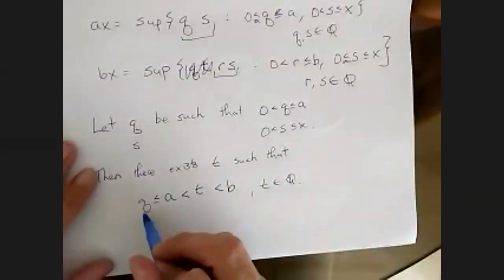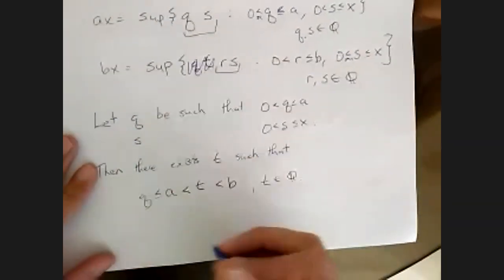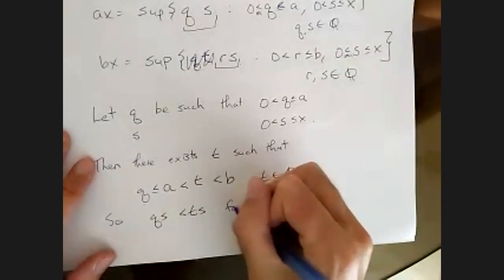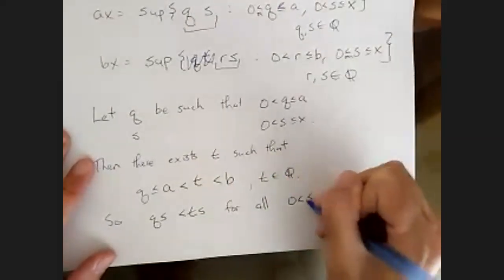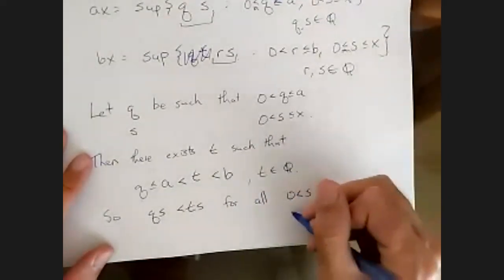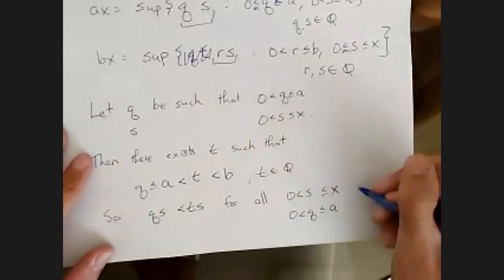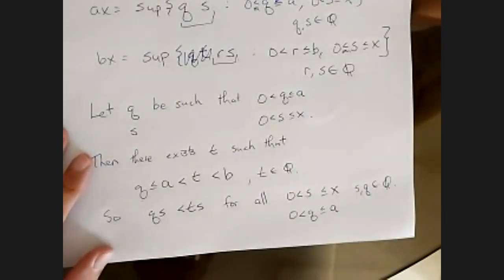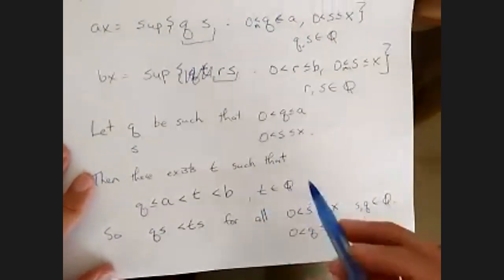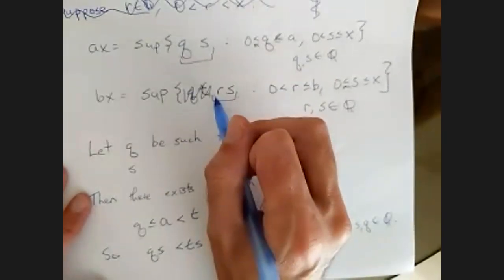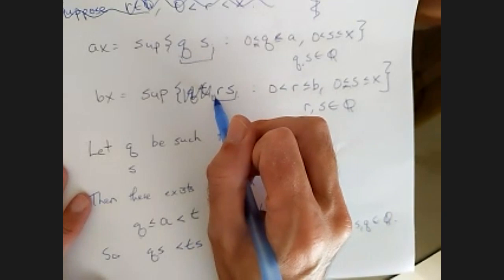Now Q is less than T, therefore QS is less than TS, for all S between 0 and X, and for all Q less than or equal to A, where S and Q are rational. So what does that tell us? That means everything here is less than some element here.